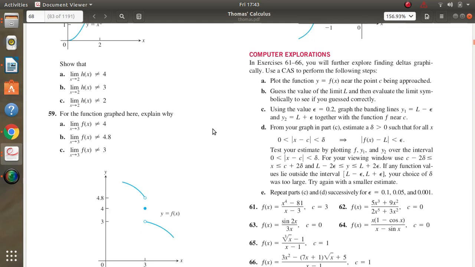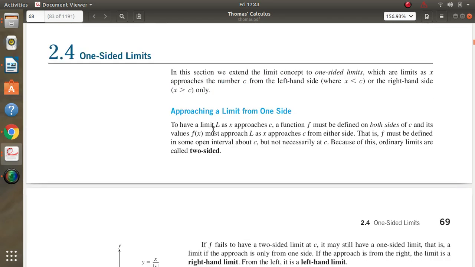Okay, now here we have the concept of one-sided limits.